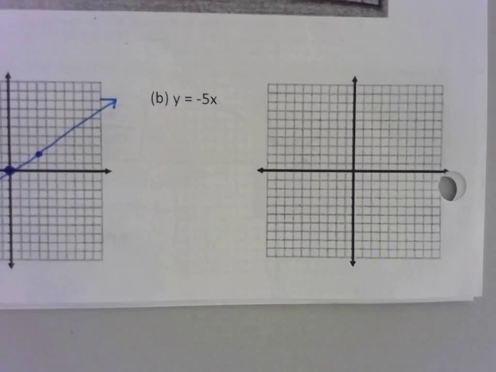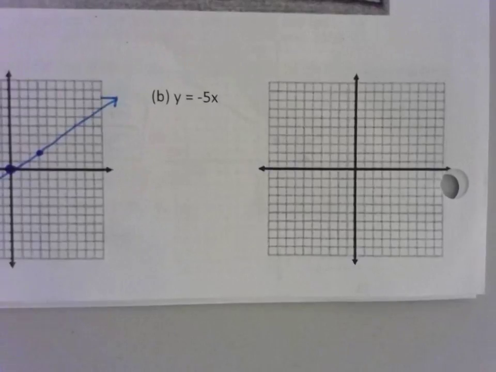Look at 3.1, the very first thing, very top of the note packet. We talked about how to tell whether an equation is linear. X and Y have a degree of 1, and they have to be added or subtracted. Do X and Y have a degree of 1?